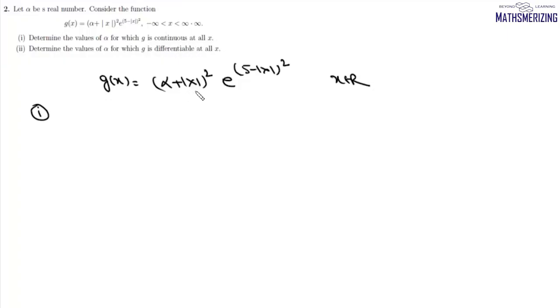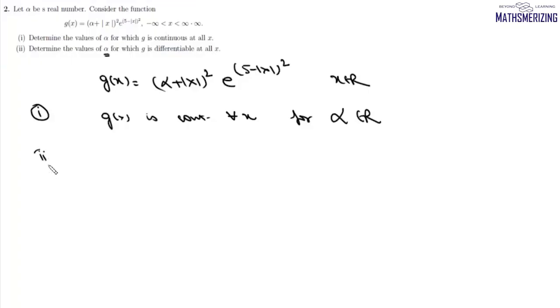Now we know that mod of x is a continuous function. The exponential function is also continuous. Any polynomial function is also continuous. So their composition and their product will also be a continuous function. So this g(x) is continuous for all x for alpha belongs to R. So whatever may be the value of alpha, this function will always be continuous. Now the second part is, determine the values of alpha for which g is differentiable at all x.